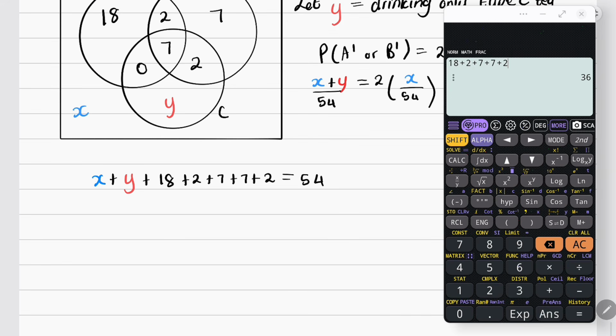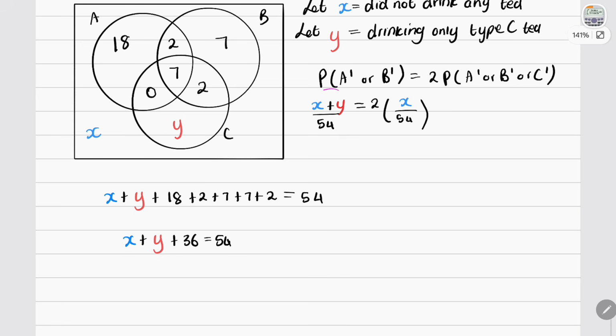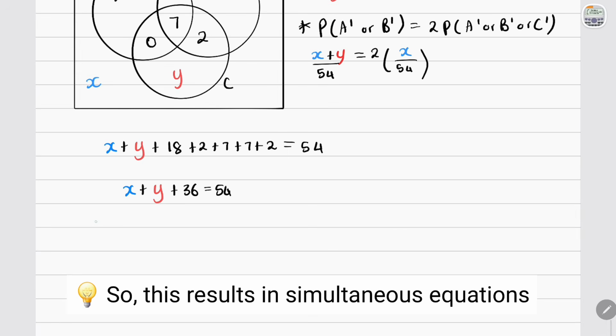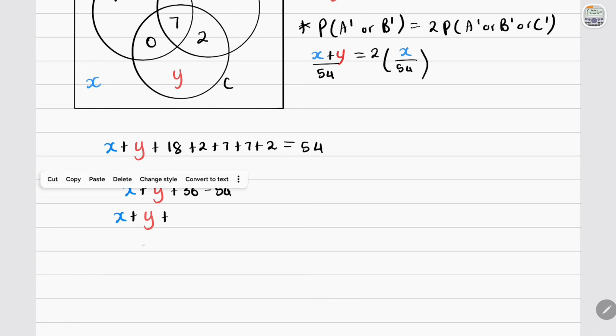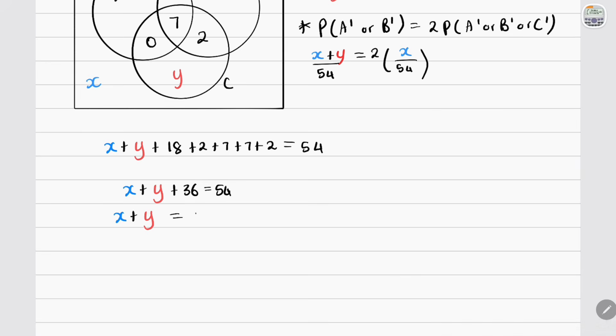Okay, so they add up to 36. That means X plus Y, plus 36, is equal to 54. The only thing we can find with this is X plus Y, but that's not a bad idea, because we have X plus Y over 54 using the info they gave us here. So we take the X plus Y and put that down, and then take the 36 over. 54 minus 36 is 18. So X plus Y gives us 18.